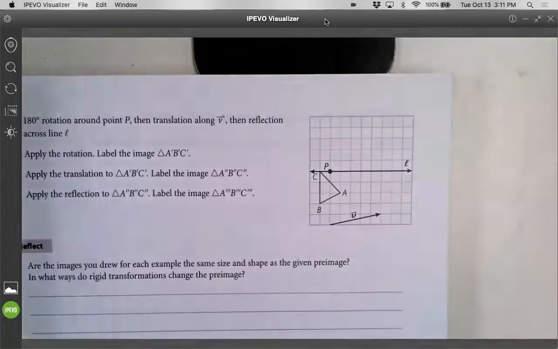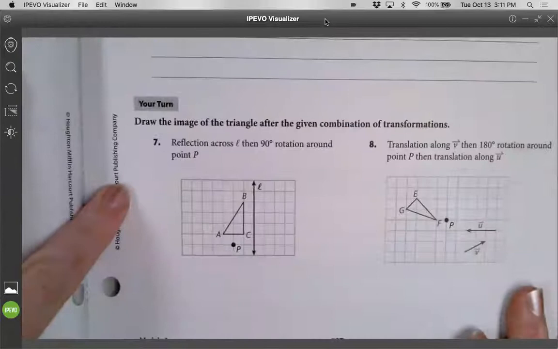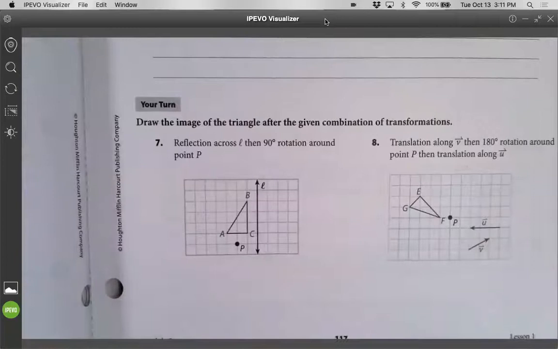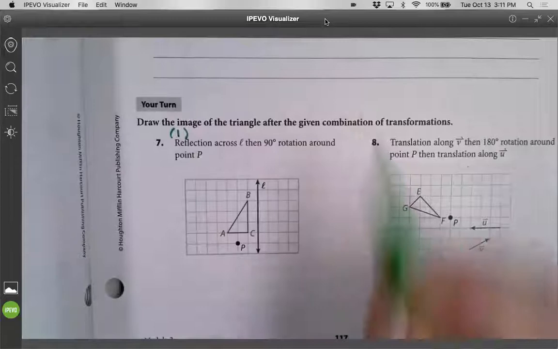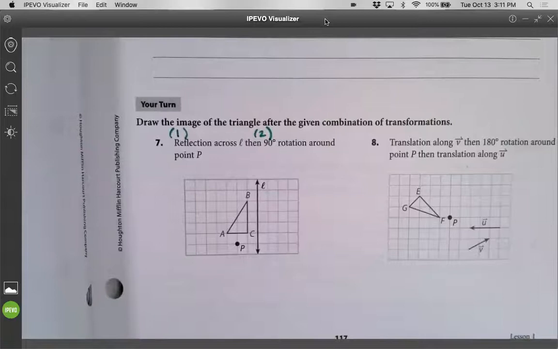Let's look on 117 at number 7. For number 7, we're going to do two different transformations. The first one is a reflection across line L, and our second one is then a 90 degree rotation around point P. So a reflection across line L would be pretty easy to just draw out and see because line L is a vertical line right here.